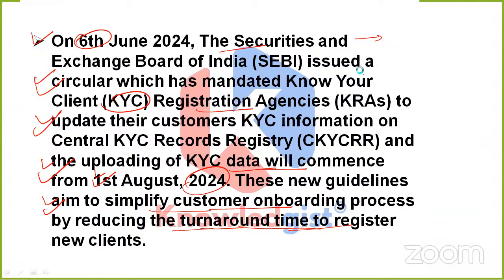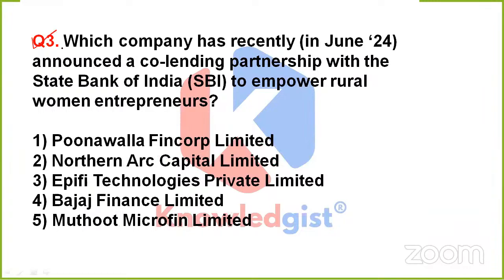Clear? Next question is asking, which company has recently announced a co-lending partnership with the State Bank of India to empower rural women entrepreneurs? So the question is simply asking us the name of that company. What has it done? It has announced a co-lending partnership with SBI, and the objective is to empower rural women entrepreneurs. So is it Poonawalla FinCorp Limited? Option 2, Northern Arc Capital Limited. Option 3, Epify Technologies Private Limited. Option 4, Bajaj Finance Limited. Or option 5, Muthoot Microfinance Limited.